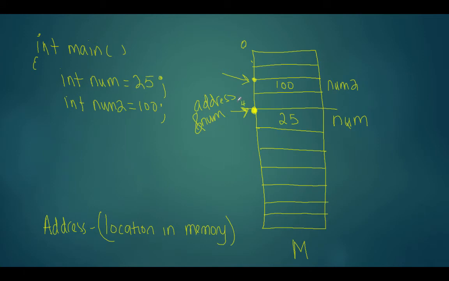Could be location 40. Could be location 40,000. And with each execution, it doesn't really matter because it's going to be at a different location. We don't care exactly what the numerical value of the location is. We just care that num is located here and num2 would then be located here. So how would we find out what the address is of num2? You put the ampersand in front of it and you say address of num2.